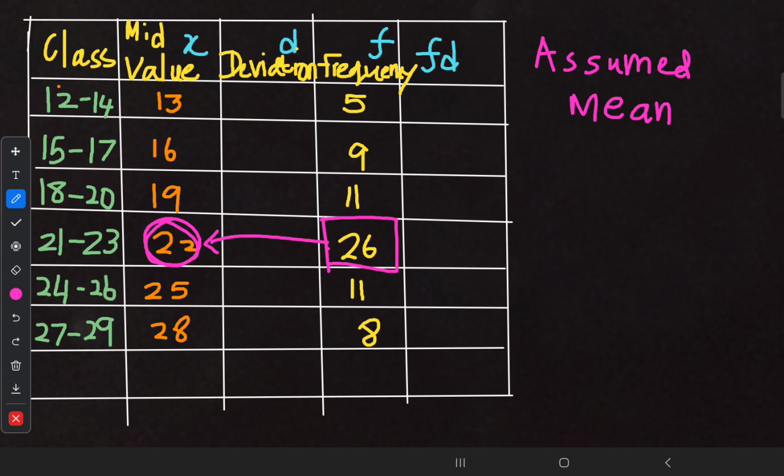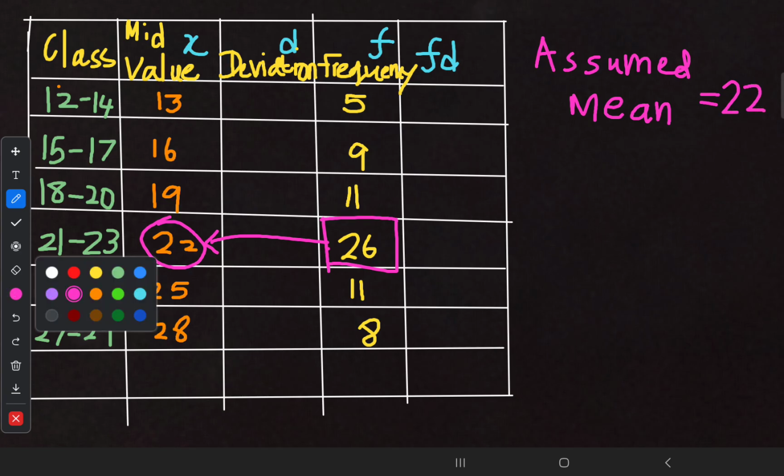I hope you remember these things. We discussed these things in our previous class also. To find the assumed mean, in the frequency column, we have to identify which class interval holds the highest frequency. That particular class interval's mid value should be our assumed mean. So 22 is our mid value here. That is our assumed mean in this case.